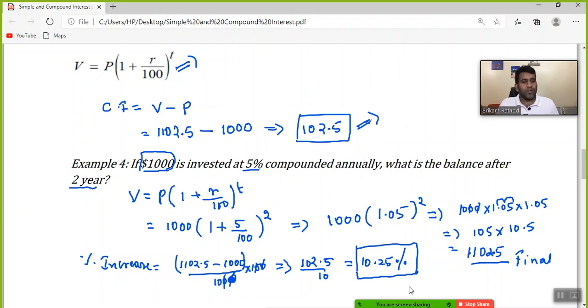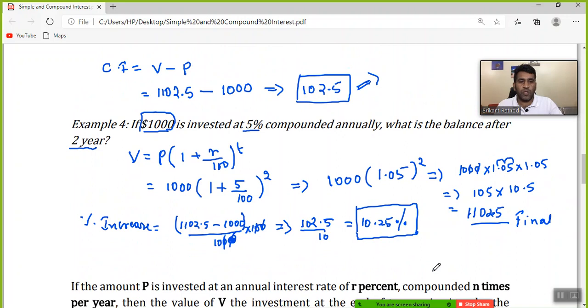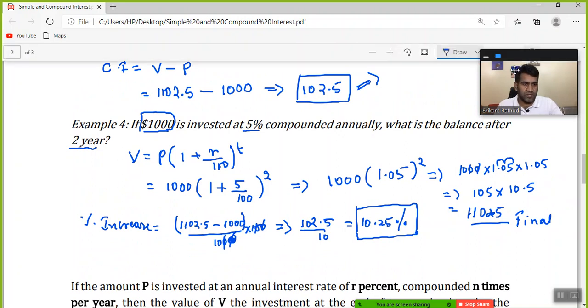First you have to calculate the value, then you have to subtract, and then you have to calculate the part of it. That's going to be quite challenging and quite long as well. If the question is only about the overall percentage increase, then instead of working out the value, we can make use of a concept. Let me just erase this part.